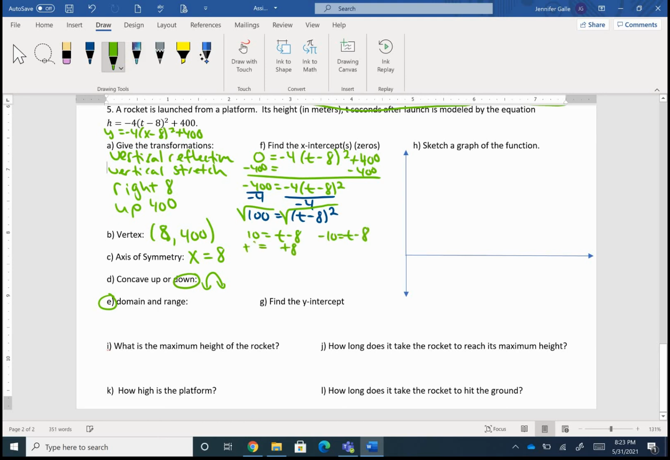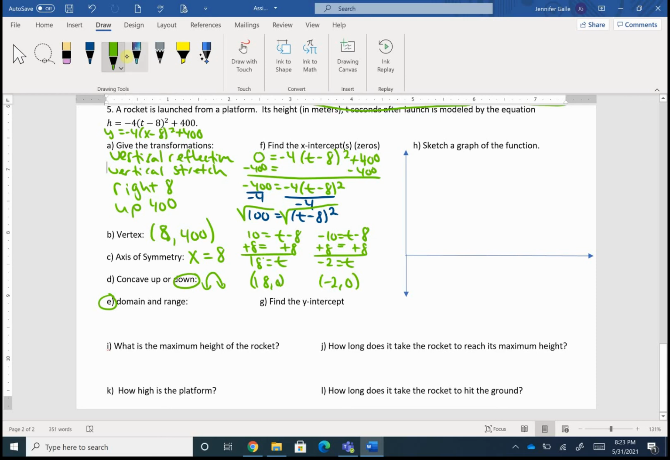Let's go ahead and add our 8. We get an 18 for T. And we get a -2 for T. If you need to write those with X's, please feel free to do so.